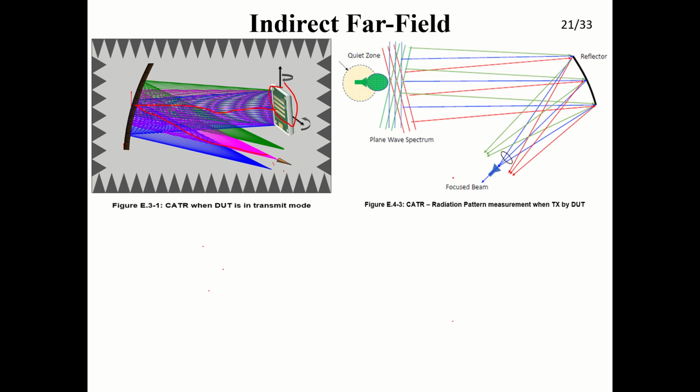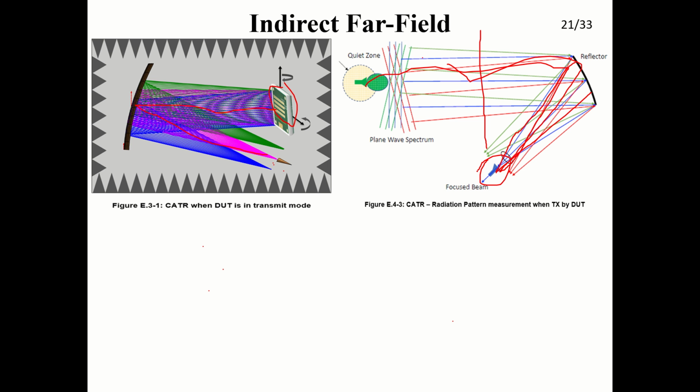For example, if you are measuring the radiation pattern, this is method 1. For example, TX as DUT. The DUT is transmitting, and then it is being received by the... See, the reflector has two functions. One is when you are transmitting from the feed, it gets reflected as planar waves or collimated waves. When the collimated waves arrive at the reflector, it will focus the beam into the feed.